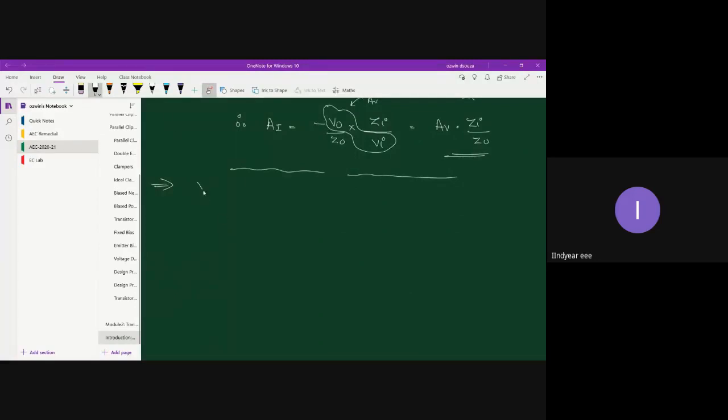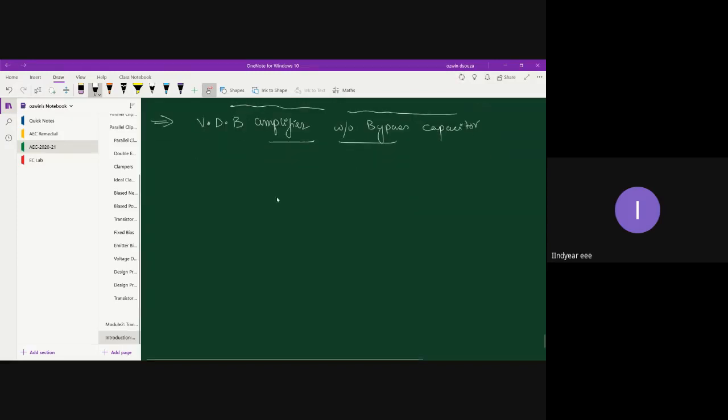So in short, let me write voltage divider bias amplifier without bypass capacitor. Okay, let's see what will happen. Let me quickly redraw the circuit. This is my emitter, RE, with no capacitor connected. Observe that across the emitter I haven't connected any capacitor.